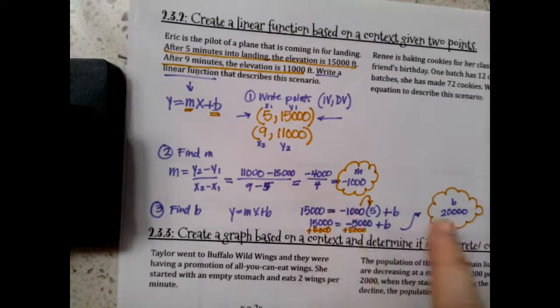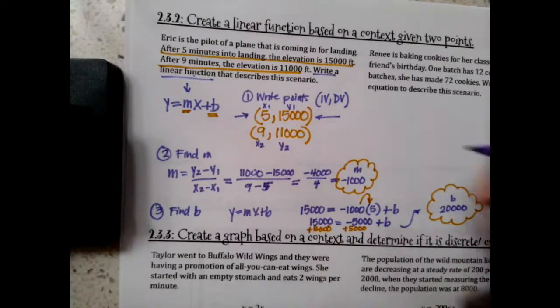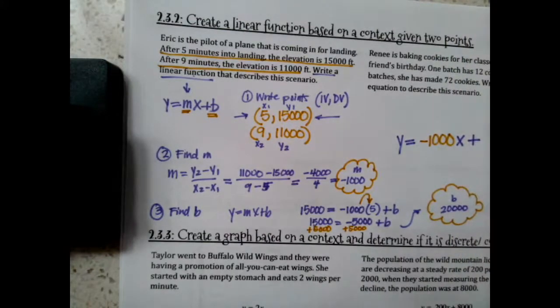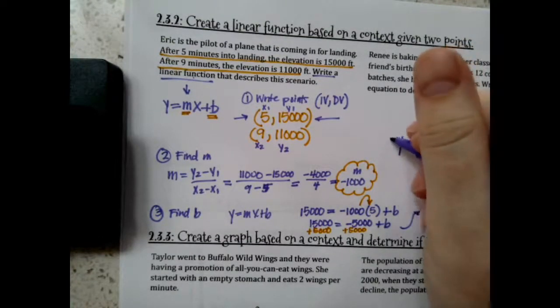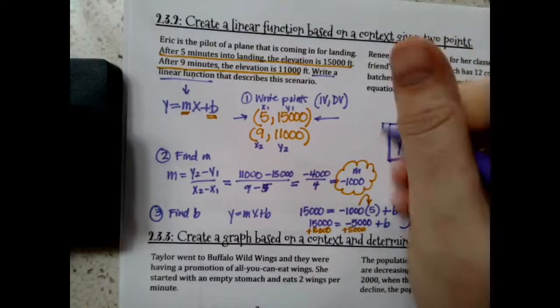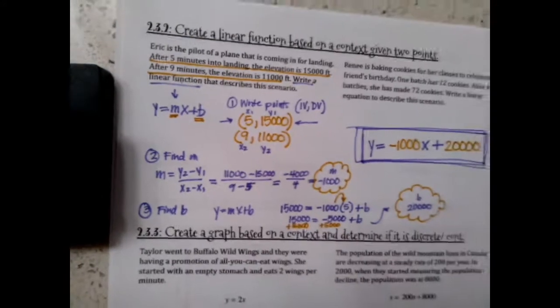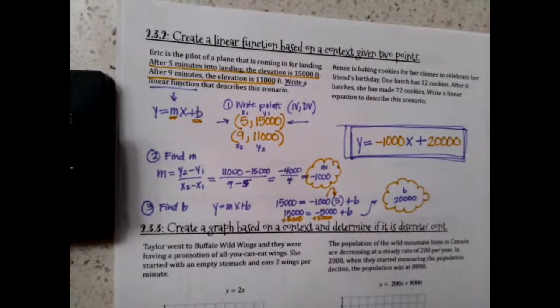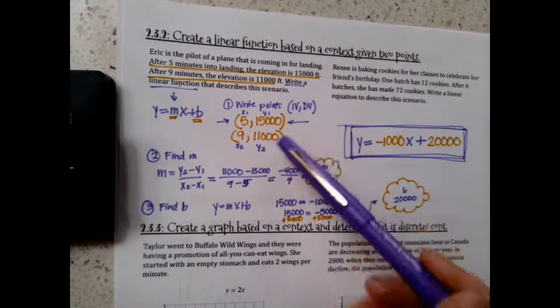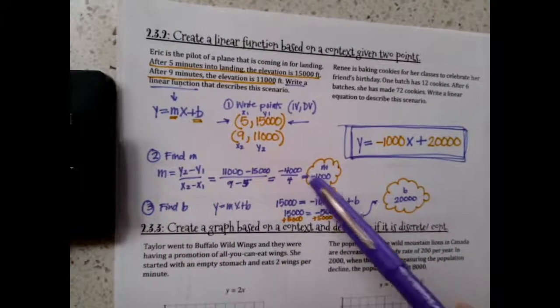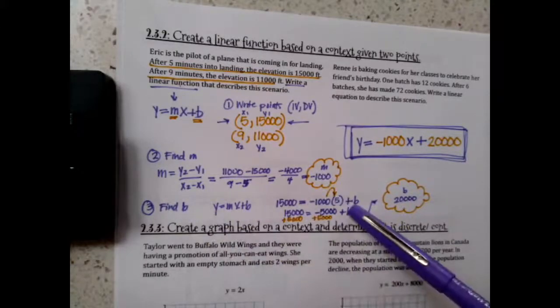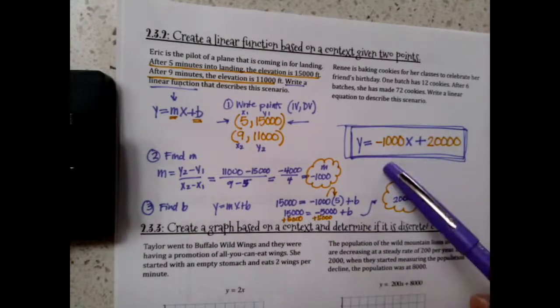Once you have m and you have b, then you're ready to write your equation. You're going to have y equals your m, x plus your b. And this is our final answer. So for these equations, you're going to have to find your 2 points, use them to find your slope, use your slope to find your y-intercept, and then plug them into your equation.